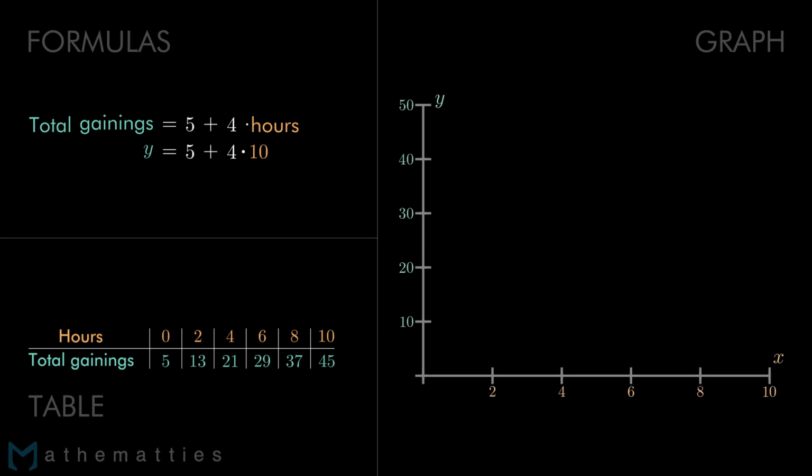We put the hours on the x-axis and the total gainings on the y-axis. So if we look at the first column, the one which states 0 hours and $5, we look for 0 on the x-axis and for 5 on the y-axis. We then find the following point.